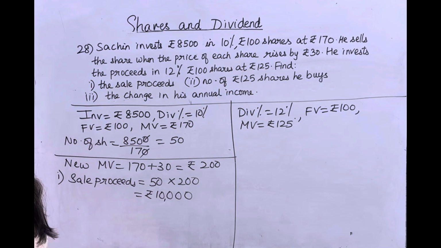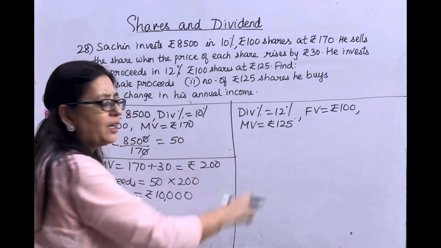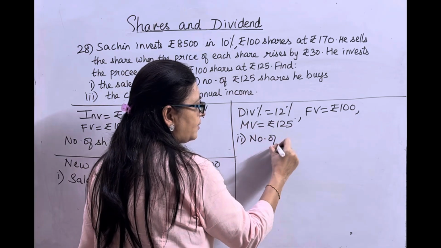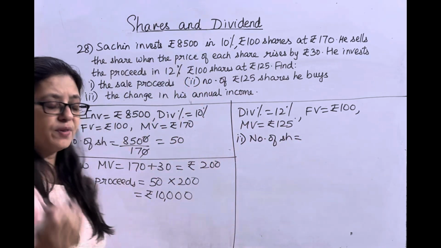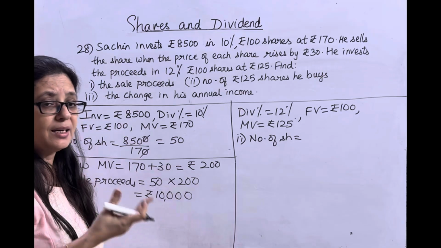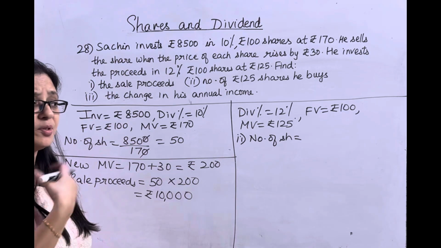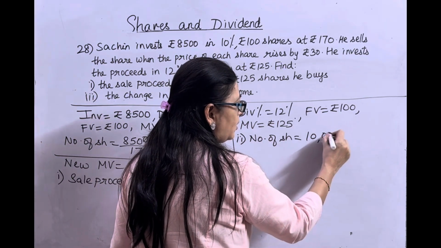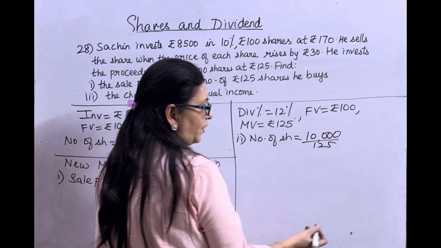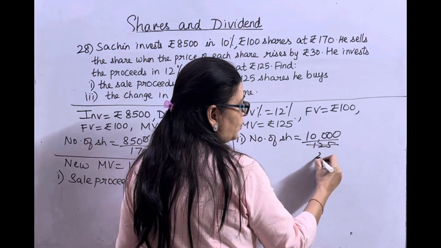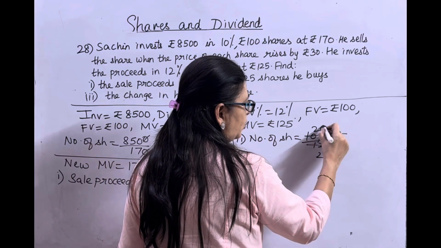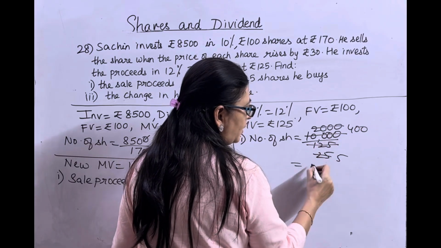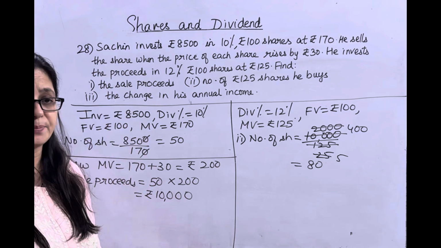How much investment has he made? 10,000 rupees. What is the market value? 125. So number of shares is equal to investment over market value. So if I am selling it, I am getting money. That is my sale proceed. But for the other, it would be an investment. So investment is 10,000 upon 125. 5 2s are 10, 25. 5 2,000. 5 5s are 400. So it is 80 shares he bought.